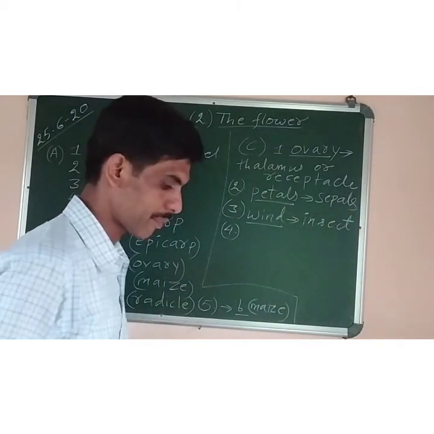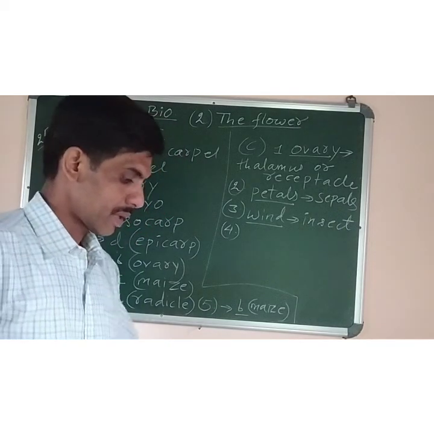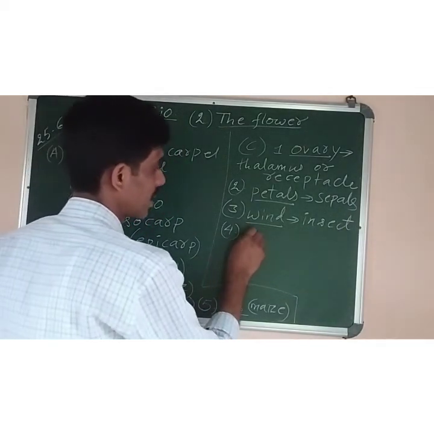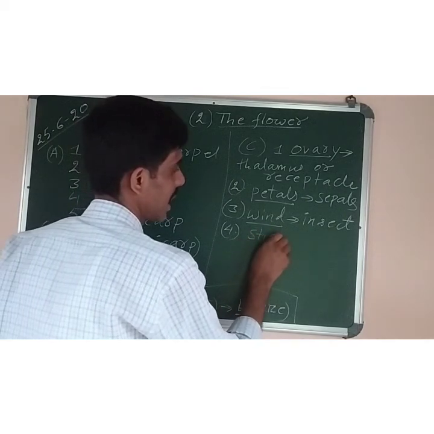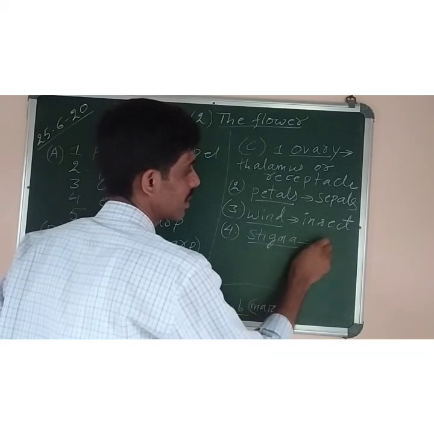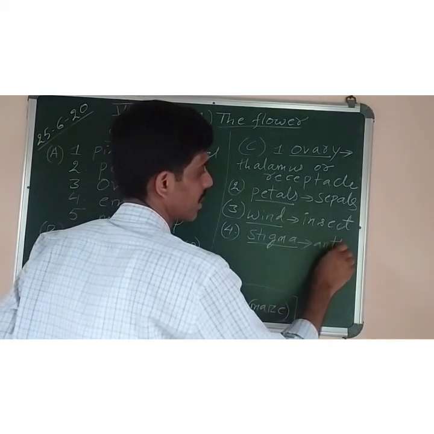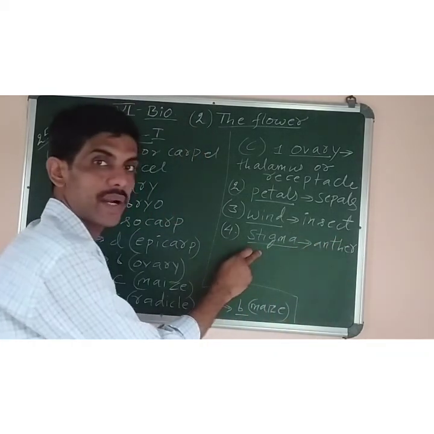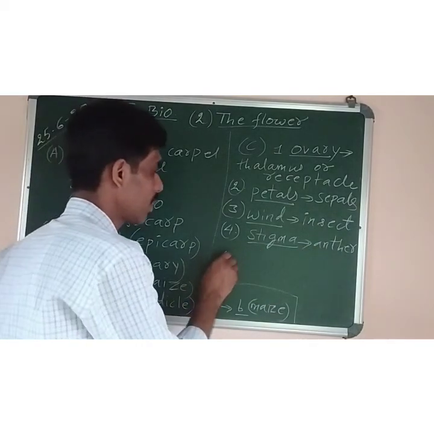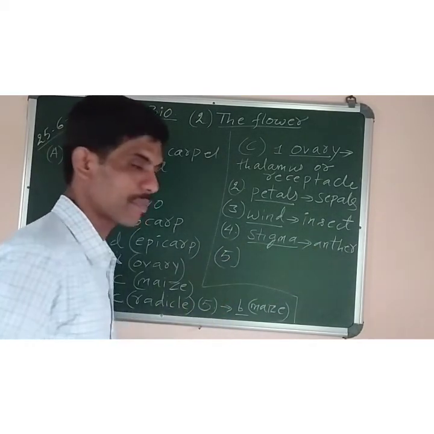Then number 4, this is the stigma produces pollen grains. Stigma does not produce pollen grains, and stigma is the underlined word here. We have to change this stigma into anther produces pollen grain, because stigma is the female part of the flower which receives the pollen grain. It is the anther in which the pollen grains are produced.